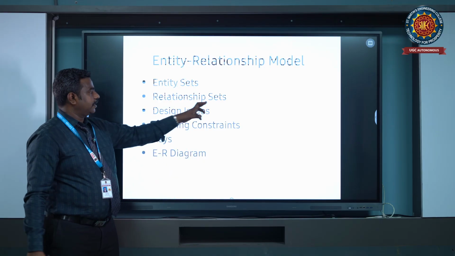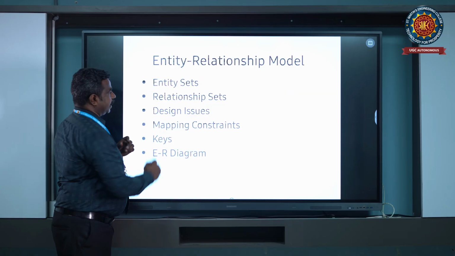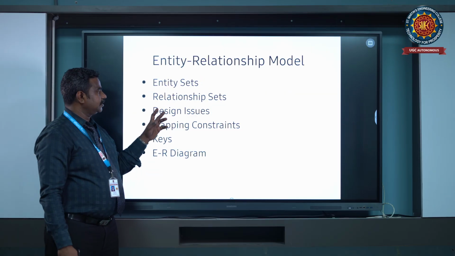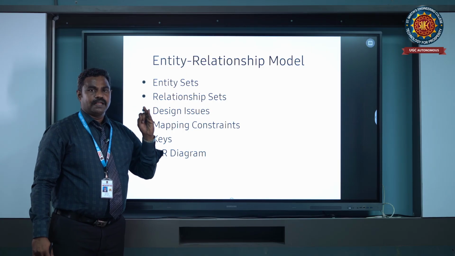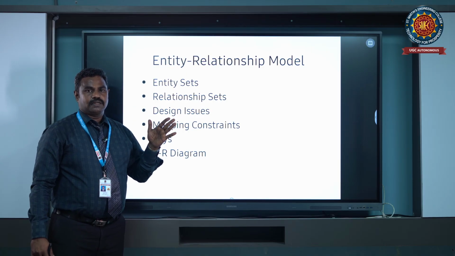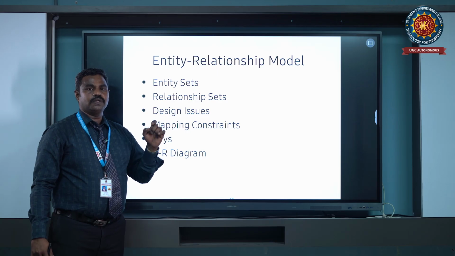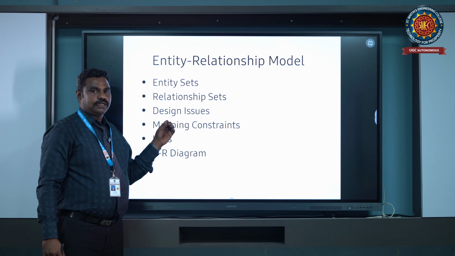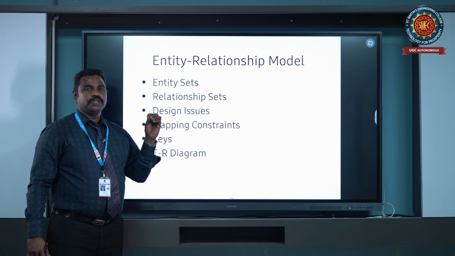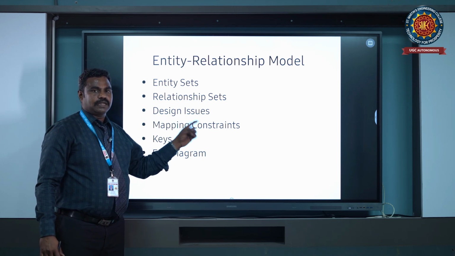Okay, then there are 4 types of relationship types: unary, binary, ternary, and n-ary. Unary means only one entity is connected with the relationship, degree 1. Then binary means 2 entities connected with the relationship.